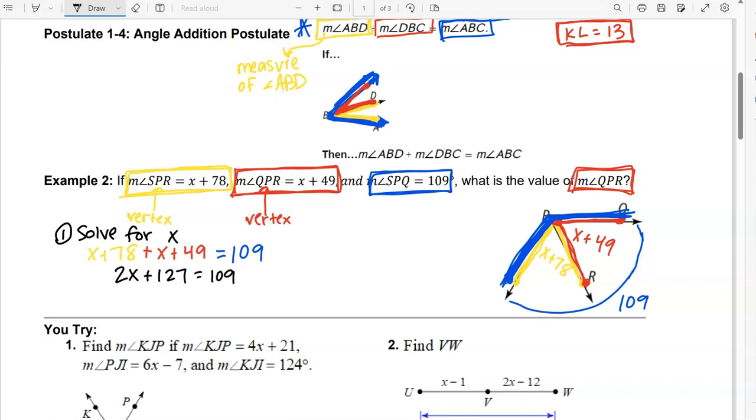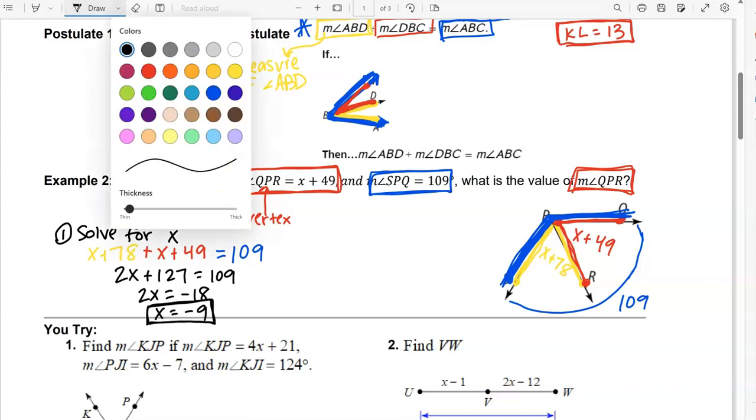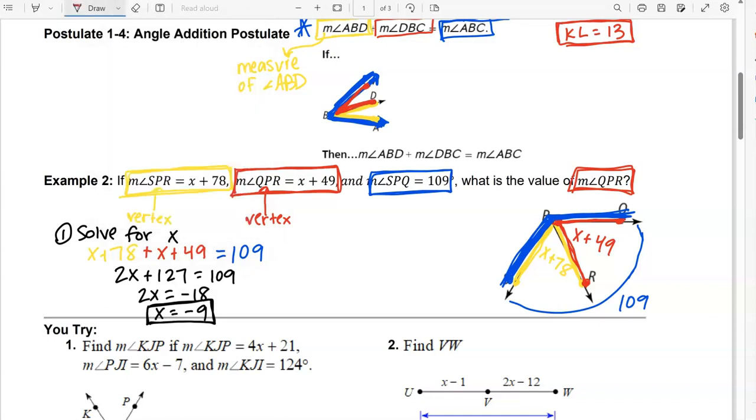Then we are going to subtract 109 minus 127. That gives us 2x equals negative 18. And then divide by 2, we get that x equals negative 9. It is okay that x is a negative number. What's going to be important is when we plug x into one of these angles, that the angle does not turn into a negative value.